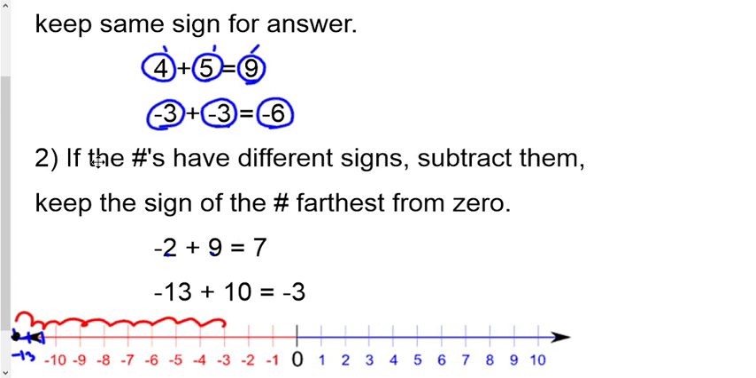So let's take a look at the second rule again of the math rule method. If the numbers have different signs, negative, positive, okay, so they have different signs. Subtract them. Okay, what's 13 minus 10? 3. Great. Keep the sign of the number farthest from 0. This is 13 spaces away from 0. This is 10 spaces away from 0. Oh, yeah, the negative is definitely further away. So my answer needs to be negative. That's all that rule's saying.